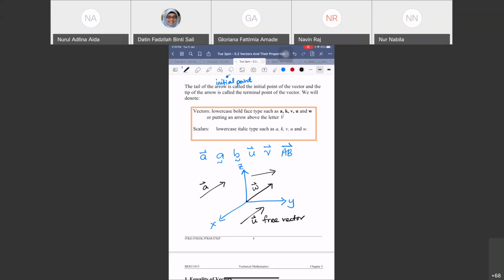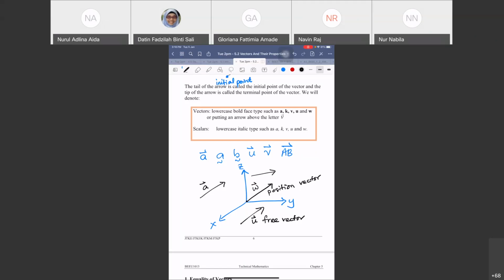This is what we call position vector. When you come across this type of terminology, position vector, free vector, or displacement vector: a position vector is a vector whereby the initial point is at (0, 0, 0), the origin. However, the free vector can be anywhere. That means for a free vector or displacement vector, the initial point is not at the origin. So that's the terminology.